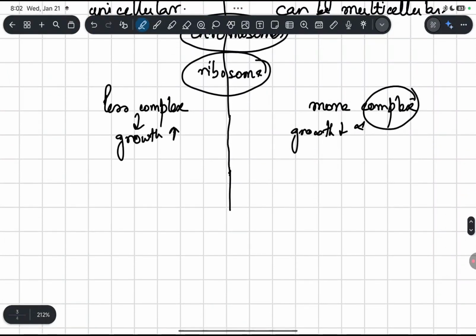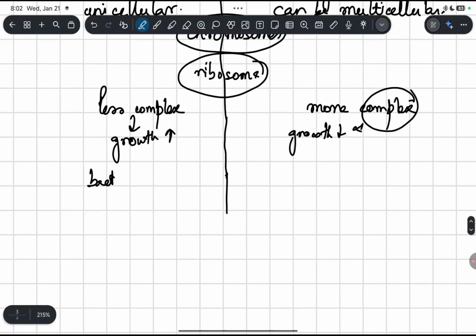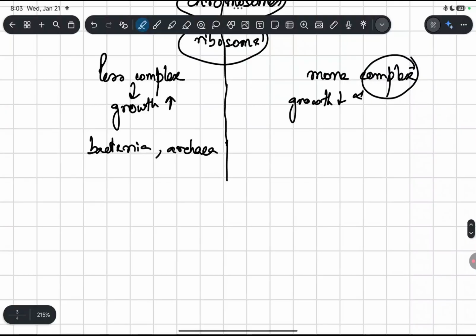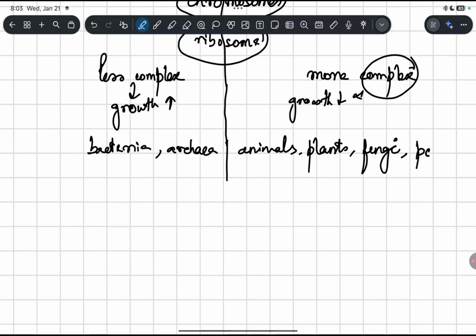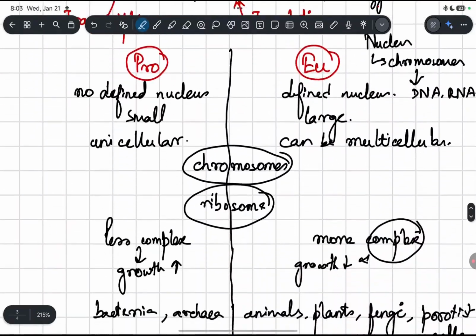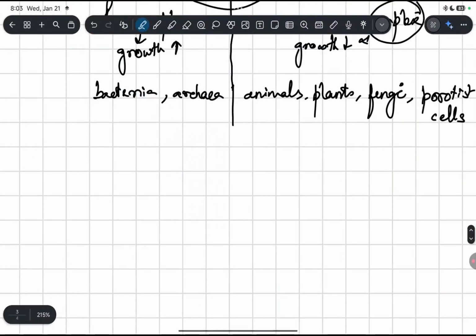Let's see some examples. Bacteria and archaea are both examples of prokaryotes. We have other examples as well, but let's settle with this only. And in eukaryotes we have animals, all sorts of animals. We have plants, we have fungi, we have protist cells, and etc. We have others as well. So these are some examples, and now we'll study in depth about some organelles.